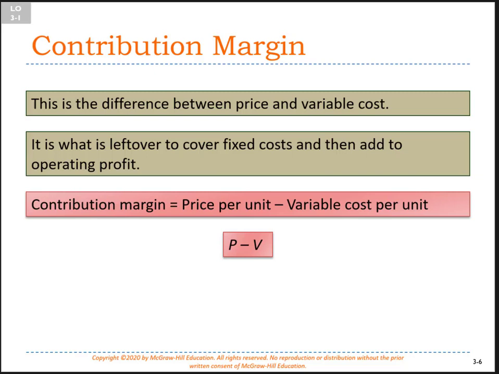So there's your definition: contribution margin, price per unit minus variable cost per unit. That actually should say contribution margin per unit. I know it seems extra words, but contribution margin can be looked at in total as well. But this definition is contribution margin per unit, which is price per unit minus variable cost per unit.